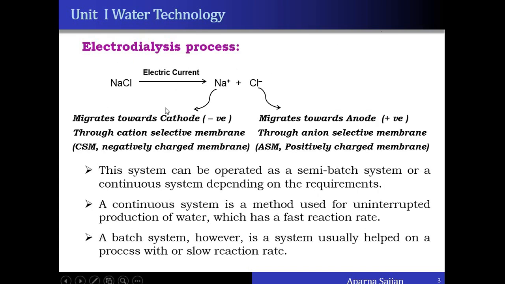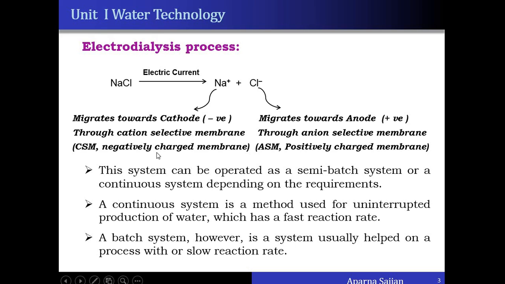So the same process is explained here again. The salt impurities present in the water in presence of electric current undergo ionization. For example, sodium chloride is converted to sodium ions and chloride ions. The positive ions migrate towards negative electrode called cathode, and the negative ions migrate towards positive electrode called anode. The charges are opposite, and the positive ions are allowed to pass through cation selective membrane.